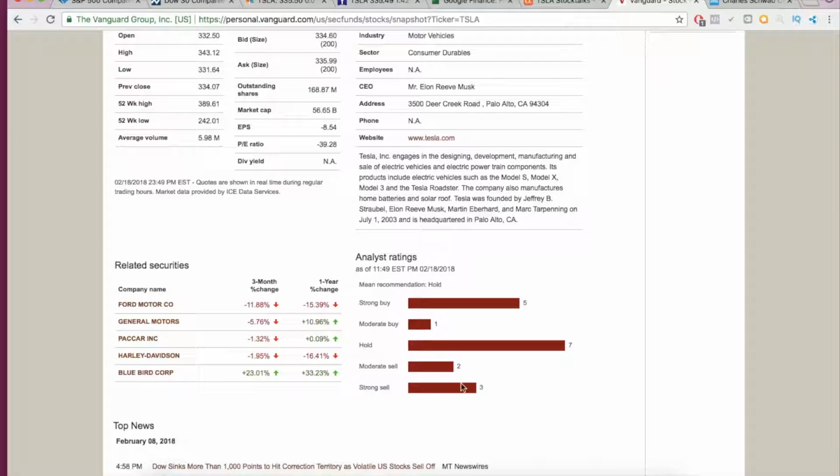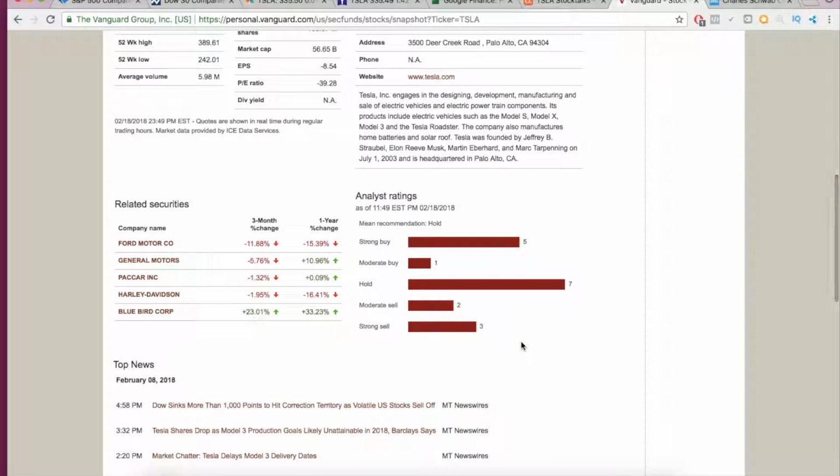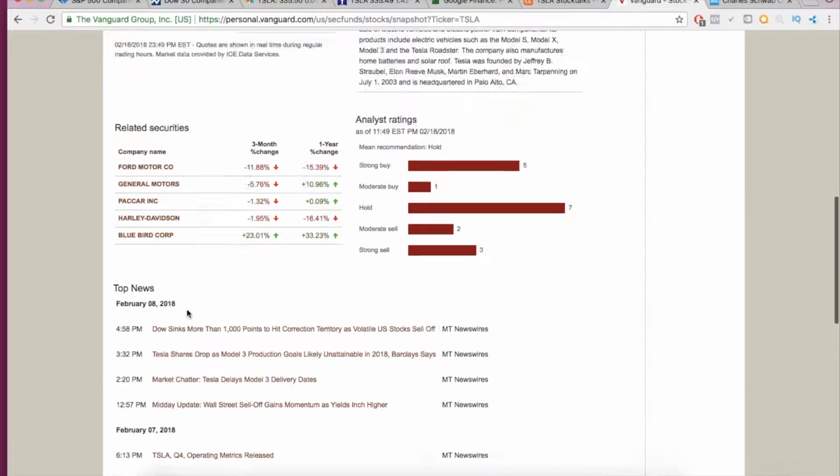Same thing, they give you the analyst rating just like Yahoo Finance does. As you can see, they give you the strong buy, the hold. With Vanguard, that's exactly the same thing. 5 of them are recommending you to strongly buy. 7 are recommending you to hold. And again, they're giving you a comparison with other related securities that are out there in the market, and then top news.